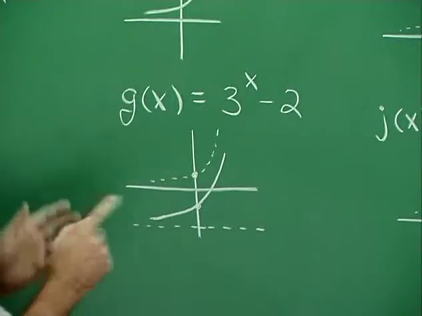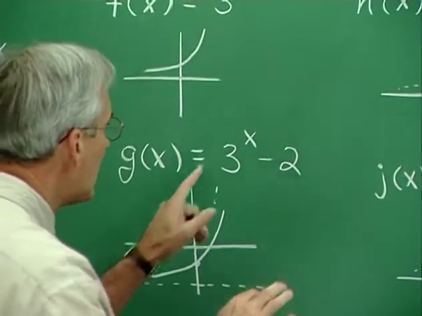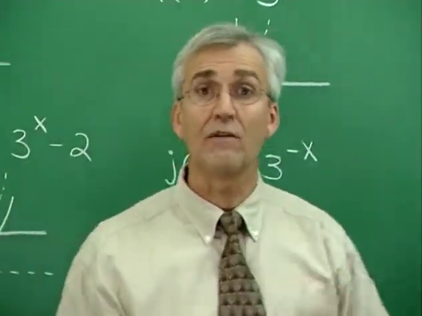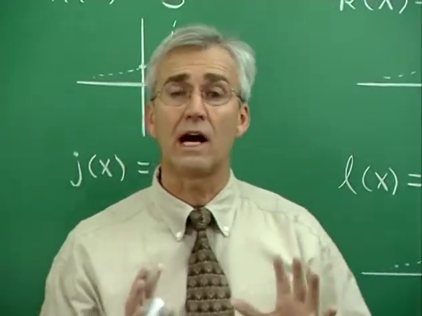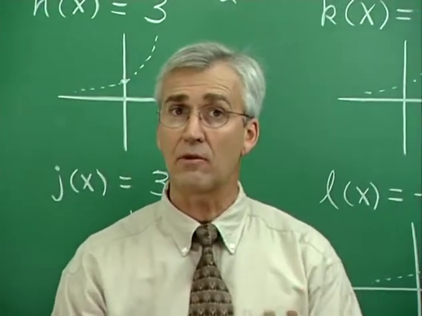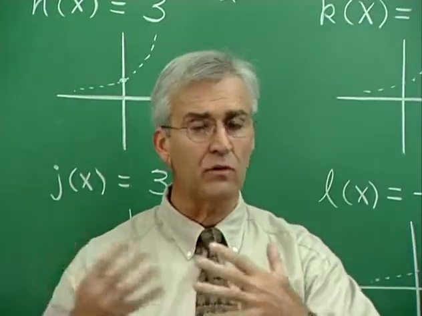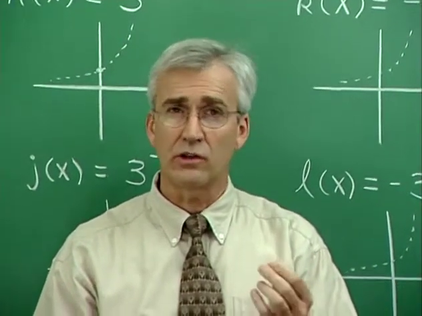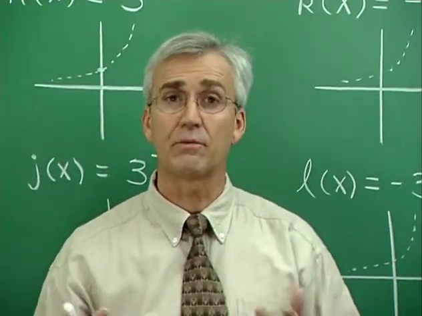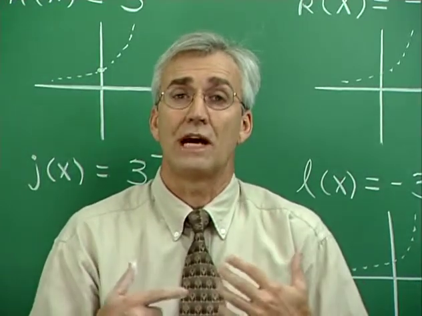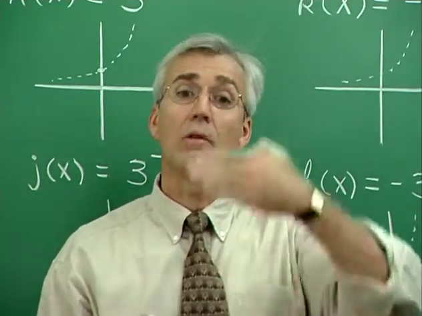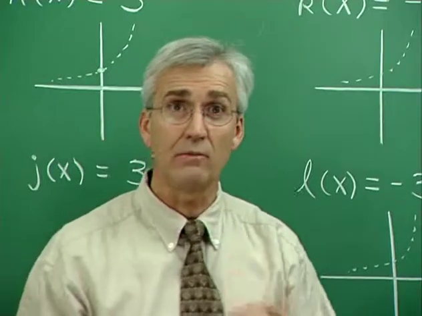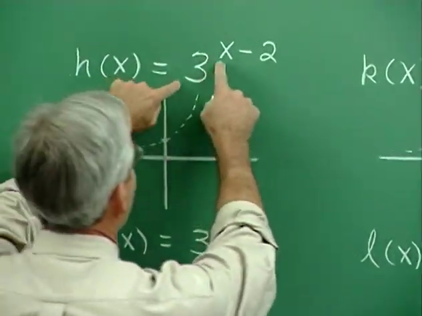Now, the other transformations occur in a similar way. Notice that the subtraction of 2 here occurred after the prevailing operation of exponentiation. Remember, when we studied transformations before, there was a prevailing operation, and our movement left and right or up and down was due to an addition or subtraction either before or after that prevailing operation. If the addition or subtraction is after the prevailing operation, then the motion of the graph is up or down. If it's before the prevailing operation, there's a left or right movement. Here's an example of that situation. This is 3 to the x minus 2.